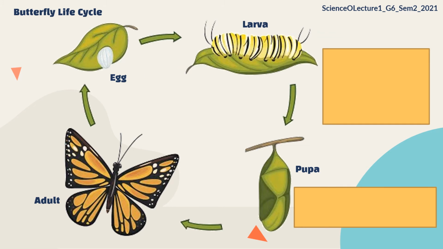Let's take a look at the butterfly life cycle. The fertilization of the ovum takes place inside the female's body. The female butterfly lays its eggs on a tree leaf. Eggs of butterflies are tiny and they have different shapes.